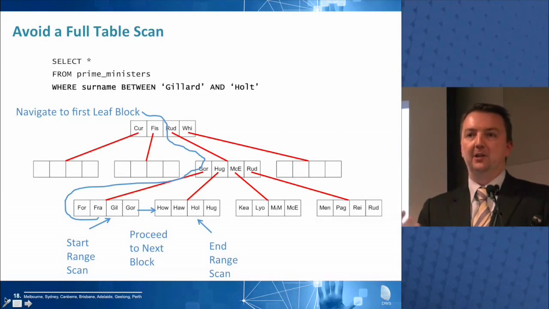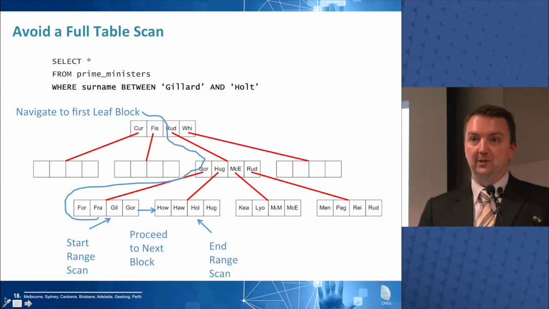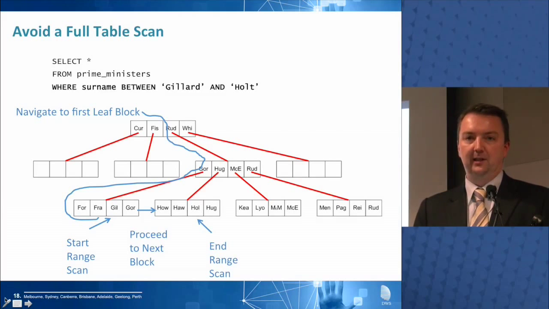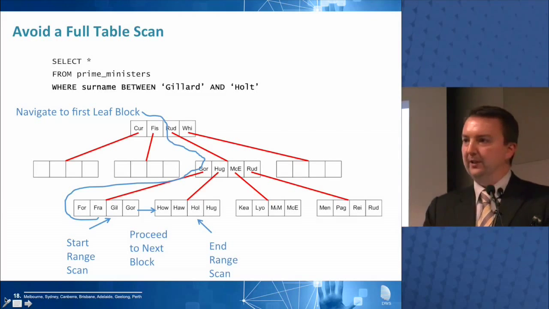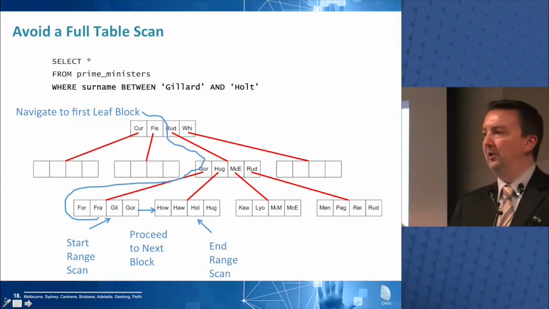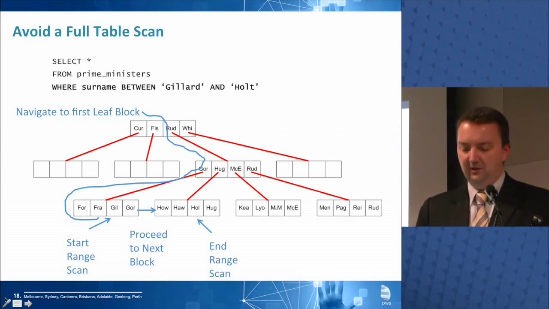If you thought about an index in a book, if I had a book that was indexed on surname of Prime Ministers, could I use that index to find all of the Prime Ministers between Gillard and Holt? Sure. You go to G, find Gillard, and then start reading down the index until you get to Holt, you stop reading. Makes sense. So if you could do it with an index in a book, then Oracle can do it with an index in a database.